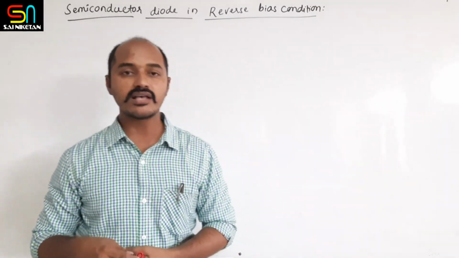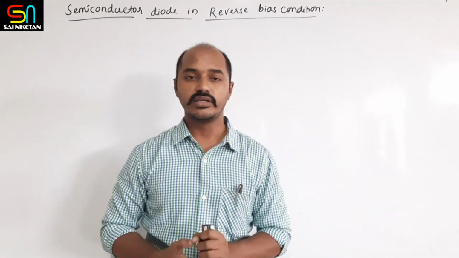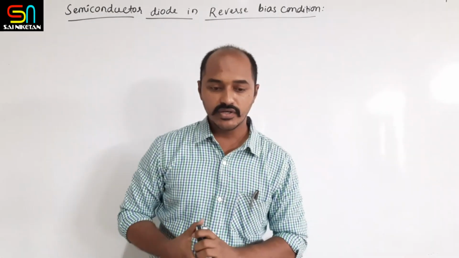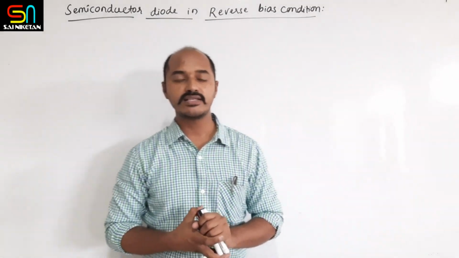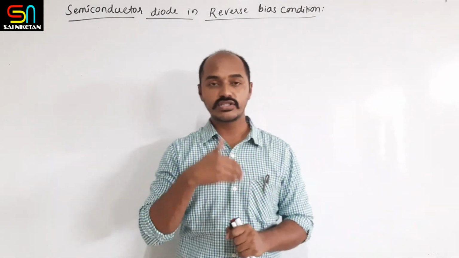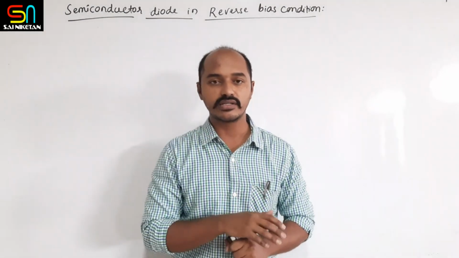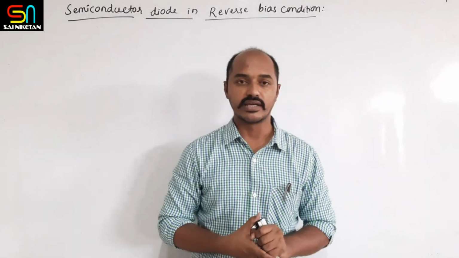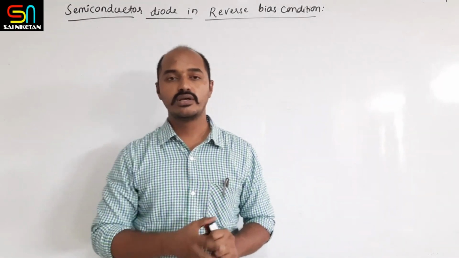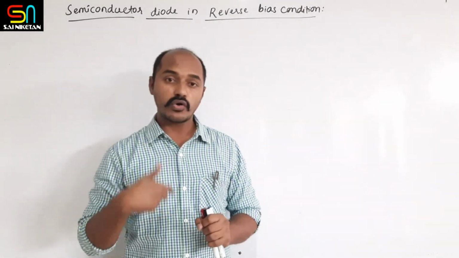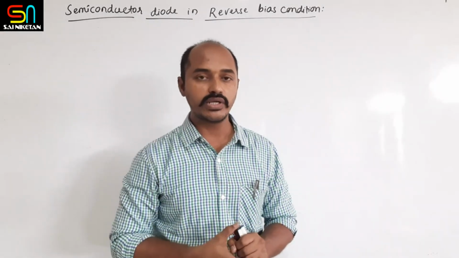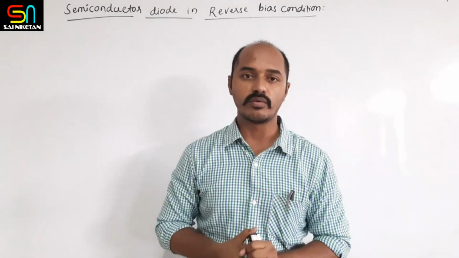And in the last class we studied the forward biasing of the semiconductor diode. Before that we studied what biasing is. Biasing is nothing but applying an external voltage to the semiconductor diode. Forward biasing means the P type is connected to the positive and the N type is connected to the negative terminal of the battery. Such a condition is called forward bias.